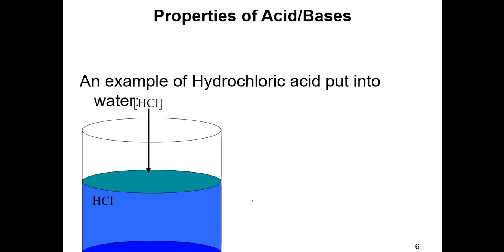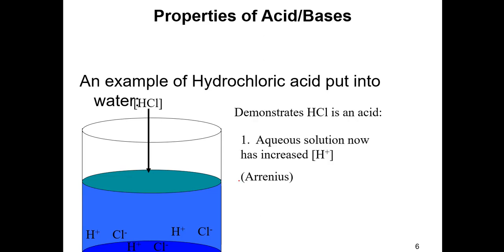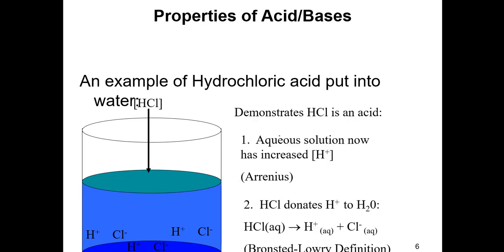So let's see a summary of these definitions in action. I've dropped hydrochloric acid into water, so it produces hydroniums, so that satisfies the Arrhenius definition. I've also donated the hydrogen, aka hydronium itself, and that completes the Bronsted-Lowry definition.